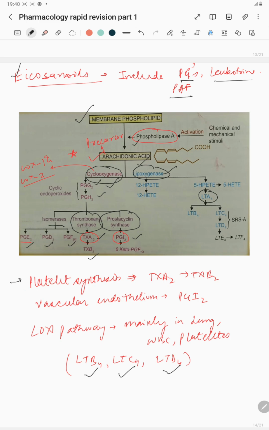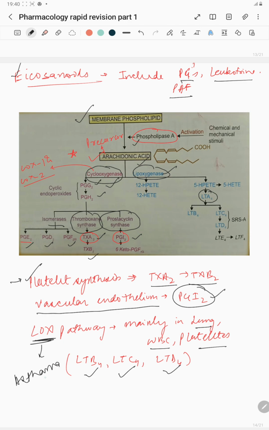The cyclooxygenase pathway has two enzymes, COX-1 and COX-2. In platelets, thromboxane A2 synthesis is essential, and it further gives rise to thromboxane B2. In the vascular endothelium, PGI2, that is prostacyclin, is released. The lipooxygenase pathway is mainly in the lungs, WBCs and platelets. It is also mainly responsible for asthma. That's why in asthma we give 5-LOX inhibitor drugs.